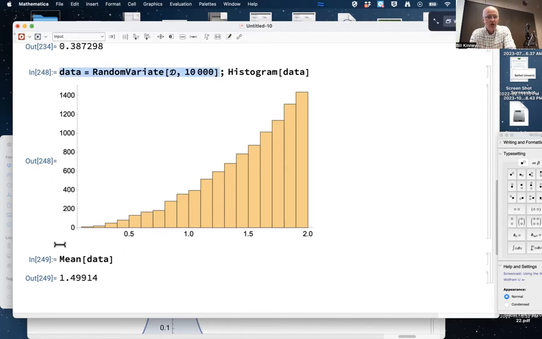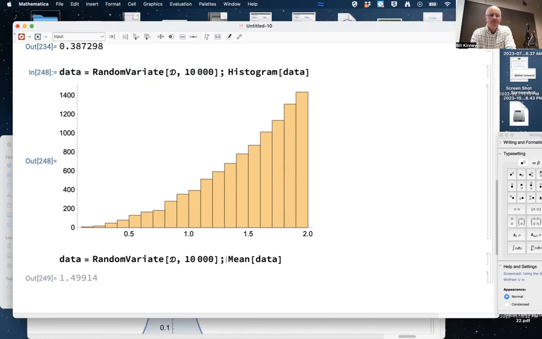I do it over and over again. I always get something very close to 1.5, sometimes smaller, sometimes bigger. But if you average these numbers over many different simulations, the average of these numbers is going to be really, really close to 1.5. And that's true even if I did a smaller data set, size 100, say.